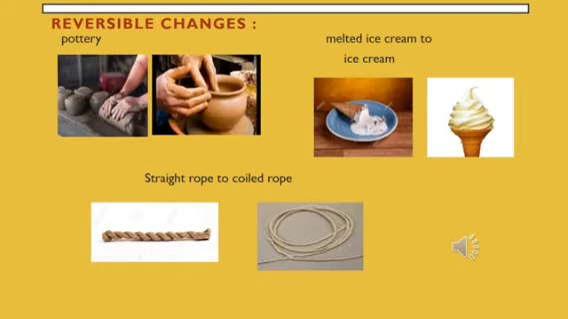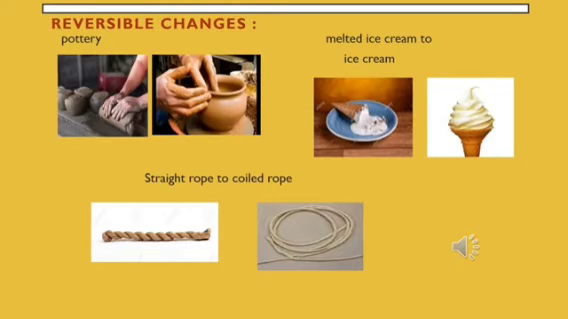Now let us look into a few more examples of reversible changes. The first picture, you can see the potter is making a pot. So what is he doing? He is first mixing the clay, the wet clay, and then he puts it onto the wheel and makes a pot. Now, is it possible to get back the clay from the pot? Can you reverse this process? Yes, you can. You can get back the clay from the wet pot. So this is a reversible change.